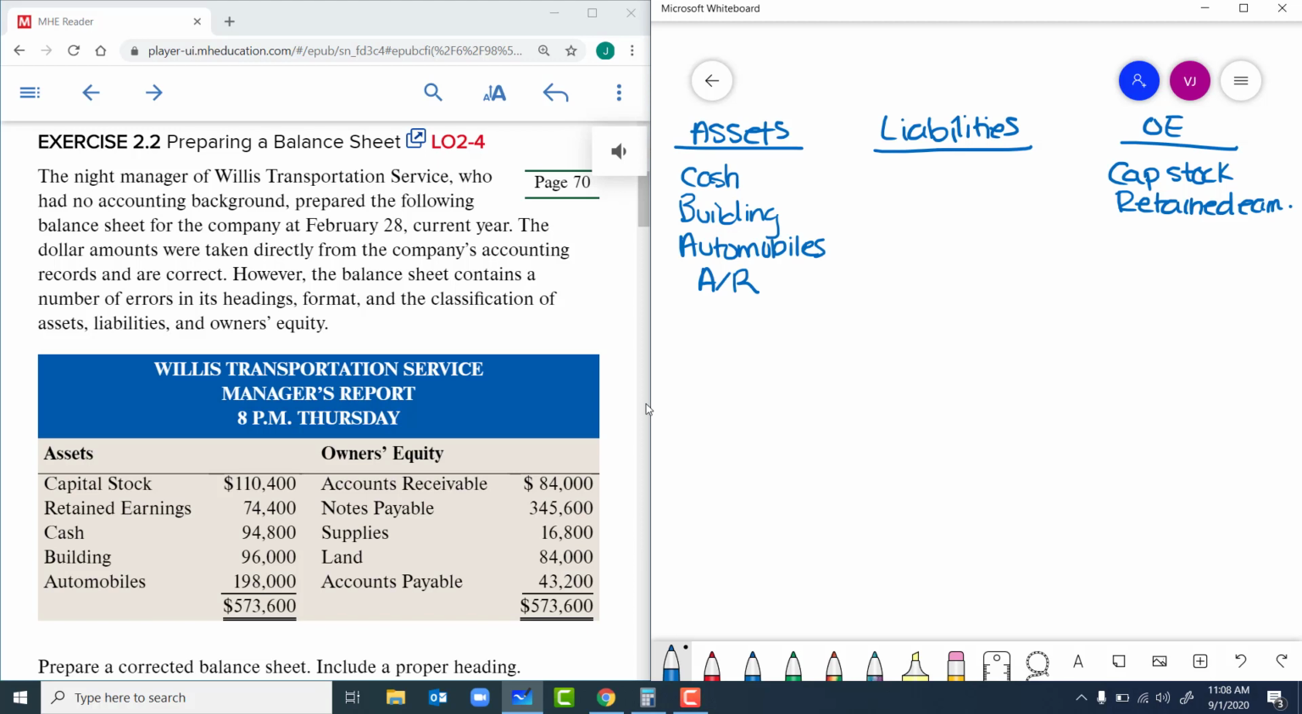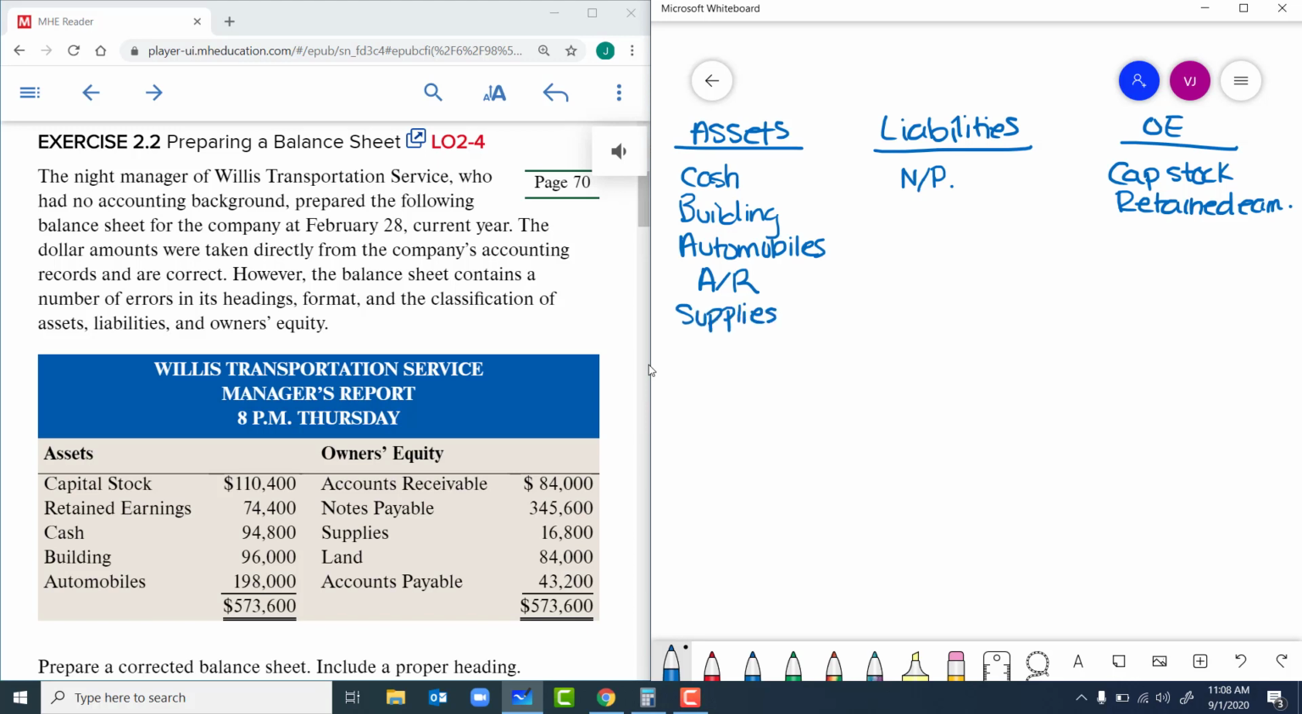But what about notes payable? Remember, the word payable means that I owe money. So a note payable is a formal kind of debt, usually involving interest. And notes payable is considered to be a liability. What about supplies? It's not something I owe, right? And it's not capital stock or retained earnings. So supplies is also considered to be an asset.